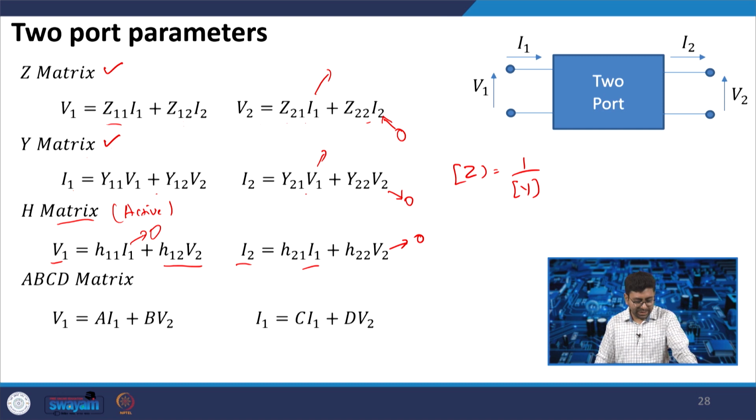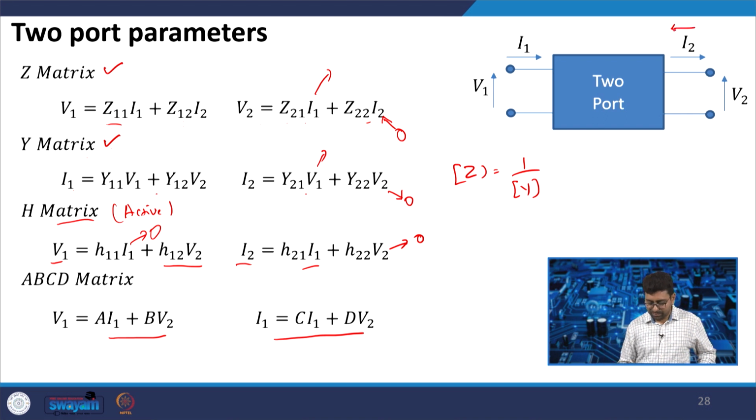Another important parameter is the ABCD matrix. The ABCD matrix is important when you have more cascaded components, and you can easily just do the matrix multiplication and find the complete system parameters. So, for the ABCD matrix, V1 is equal to A V2 plus B I2, I1 is equal to C V2 plus D I2. In some cases, if the direction of current is different, then a negative sign might come here.